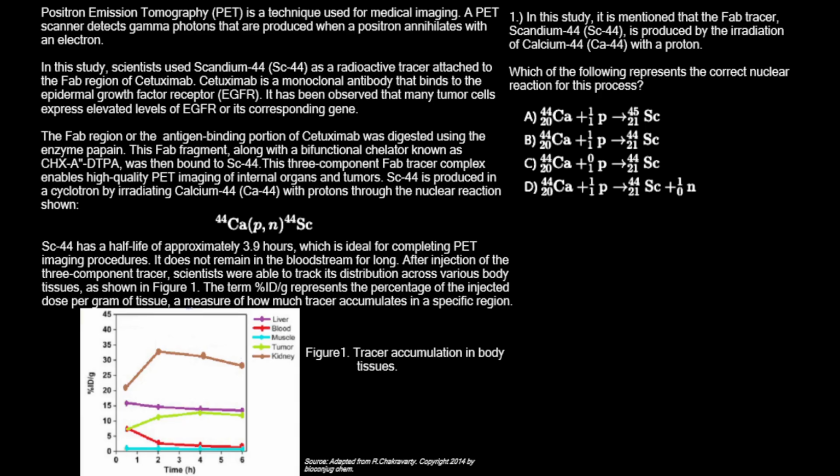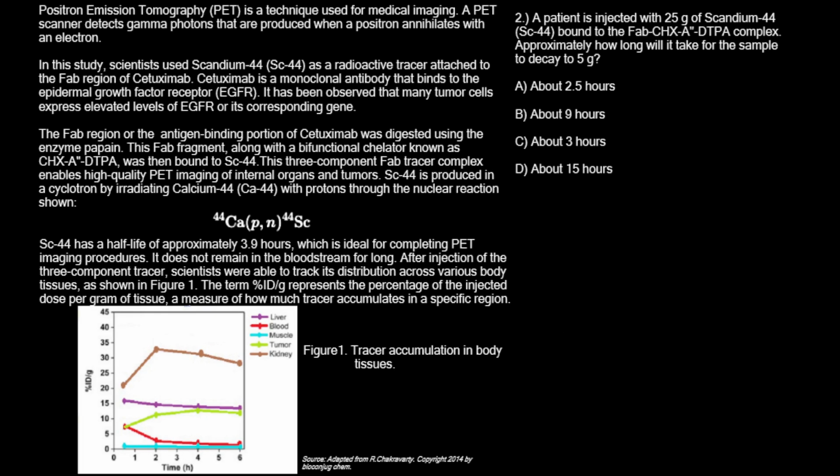Question number 1. In this study, it is mentioned that the Fab tracer, scandium-44, Sc-44, is produced by irradiation of calcium-44 with a proton. Which of the following represents the correct nuclear reaction for this process? Question number 2. A patient is injected with 25 grams of scandium-44 bound to the Fab CHX-A-DTPA complex. Approximately how long will it take for the sample to decay to 5 grams?